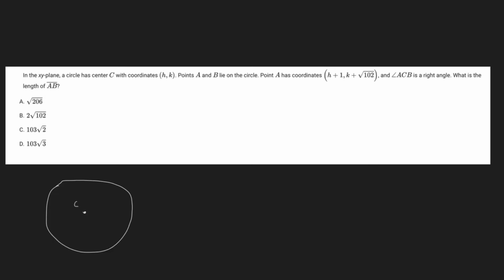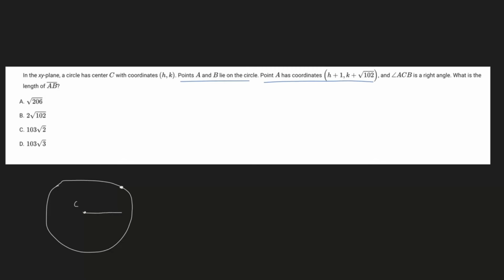With coordinates (h, k), points A and B lie on the circle, and point A has the following coordinates: (h plus 1, k plus square root 102). So that's an interesting way of depicting point A. But since we know point A is somewhere on the circle, let's label point A like here. We know what this plus 1 represents in relation to (h, k), and we know (h, k) is the center, right? So point A has the coordinates of h plus 1, so h determines the x-axis location.